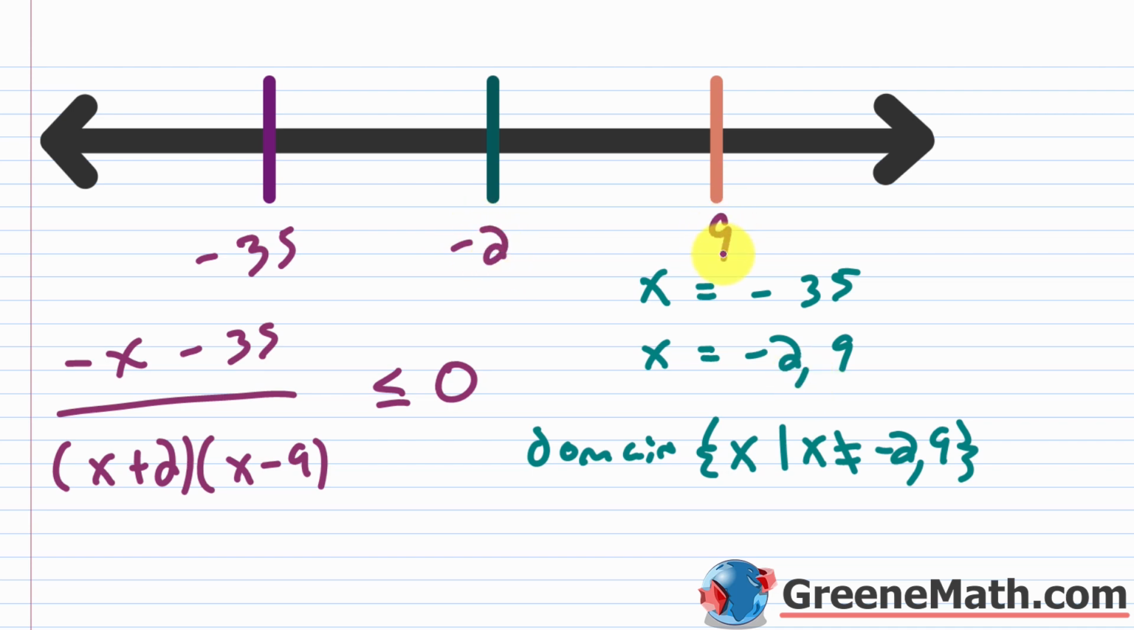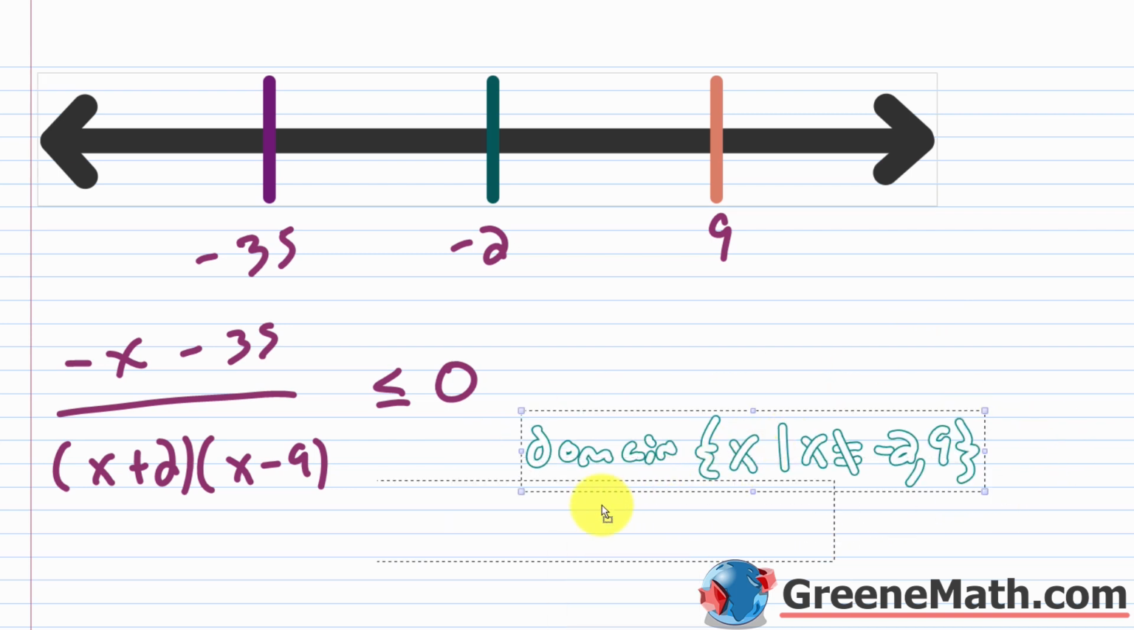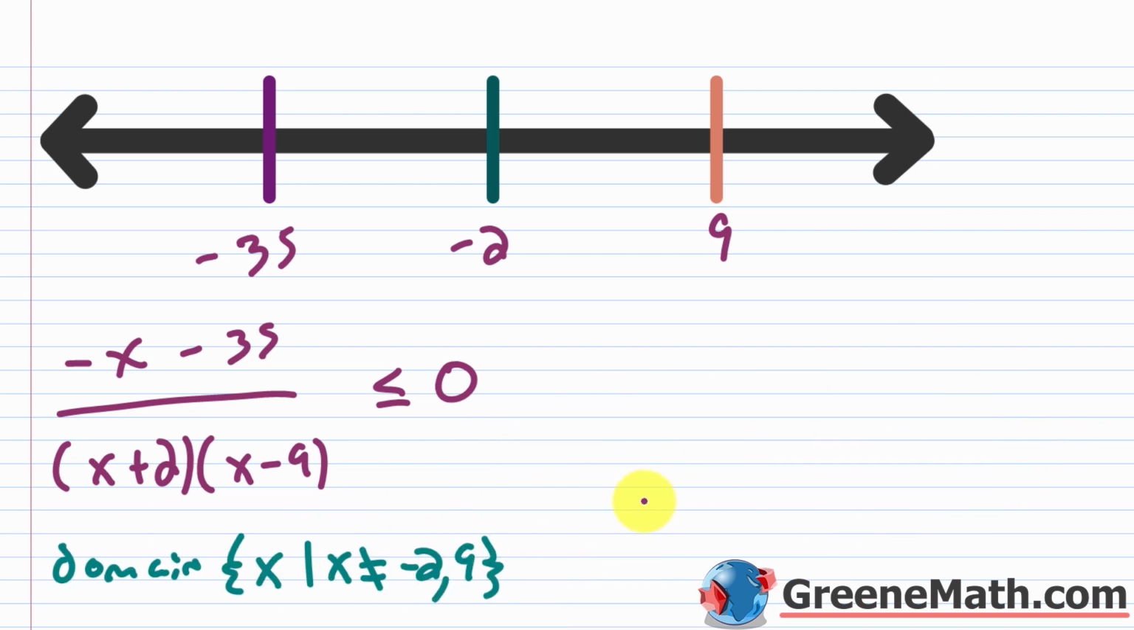And then you have positive 9. Okay, you can get rid of this now. You don't need these anymore. And just keep your domain here just so you know what's going to be excluded. And then you're just going to set up some intervals.